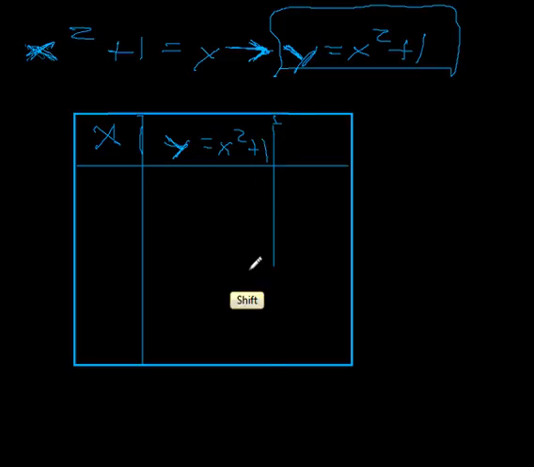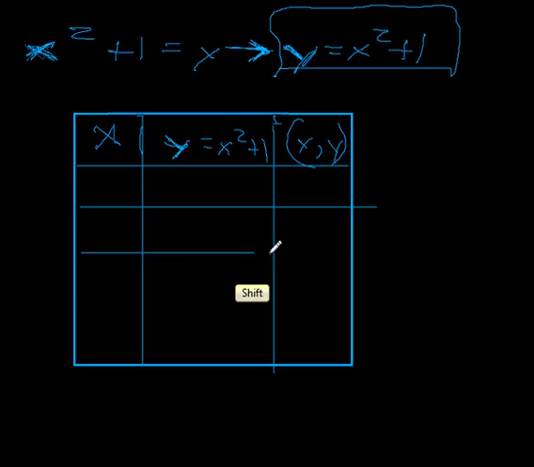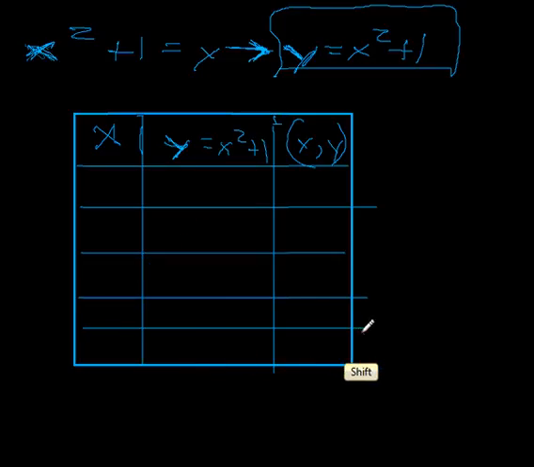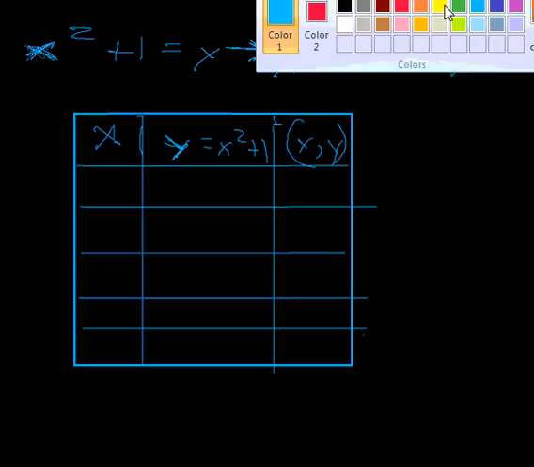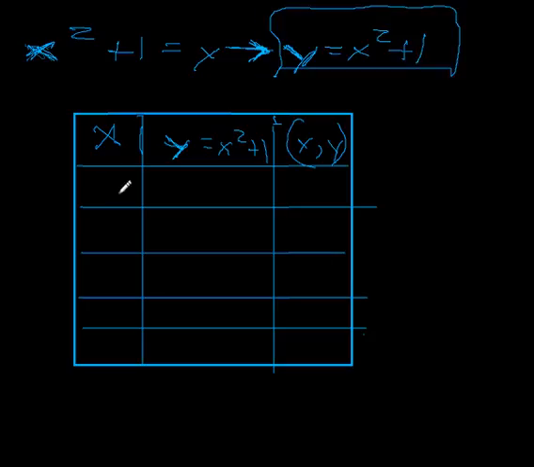And then let's say x and y. These are going to be my ordered pairs. And let's at least get 5 points. Cool. The 5 points I'm going to create: let's say that x equals -2, -1, 0. You don't have to use these. You can use what you want. I'm just using some simple ones.